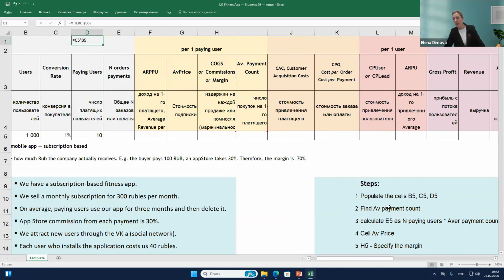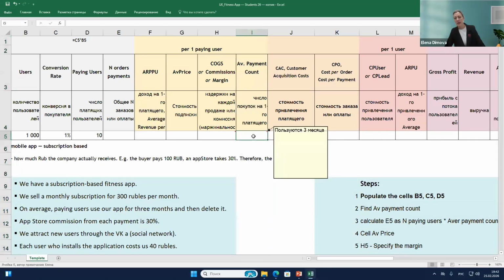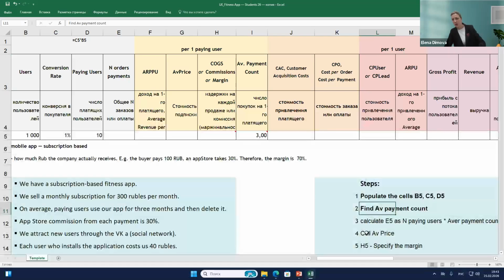Okay, so here I would like to follow the instructions and double check what is next. Populate the cells B5, C5, D5. So we did it. Find average payment count. So average payment count is here. It's the column I. And the idea is that we have the information that on average, the users stay with us for 3 months. Because the subscription is monthly, they make 3 purchases. So they use the application for 3 months, pay for 3 months. This is an equivalent of 3 times they purchase.